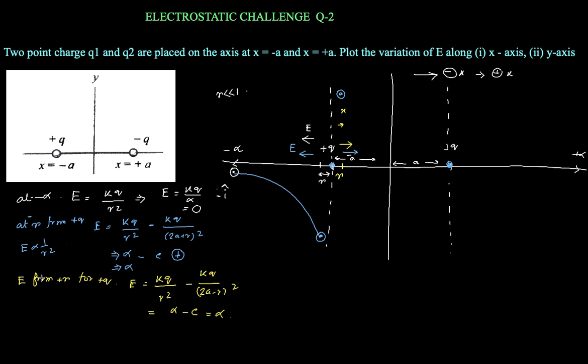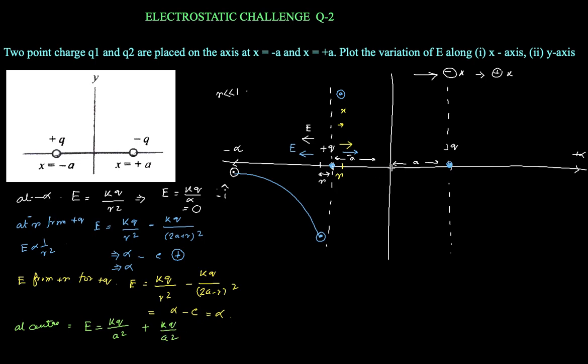Now at the center, again you change the color. At the center, what is the direction of electric field? E is equal to, first calculate the magnitude, kq by a square. At the center, the distance is a, plus kq by a square.